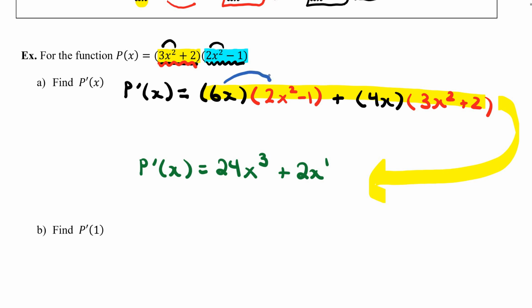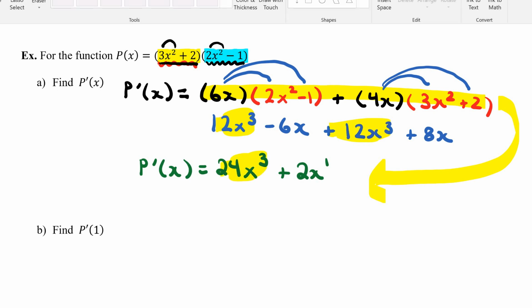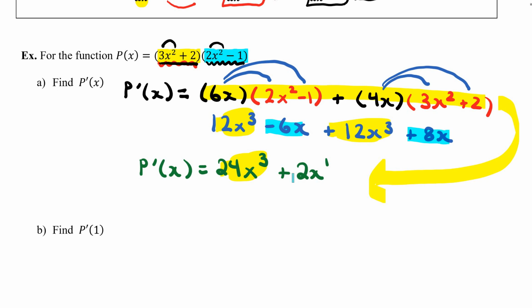So if I did that, 6x times 2x squared will be 12x cubed. And 6x times -1 will be -6x, plus, 4x times 3x squared will be 12x cubed, plus 4x times 2 will be 8x. As you can see, if you collect like terms, 12x cubed plus 12x cubed is 24x cubed. And if I take -6x plus 8x, that gives me positive 2x. So as you can see, the product rule is very good because you don't need to FOIL. In fact, you can take the derivative right away.